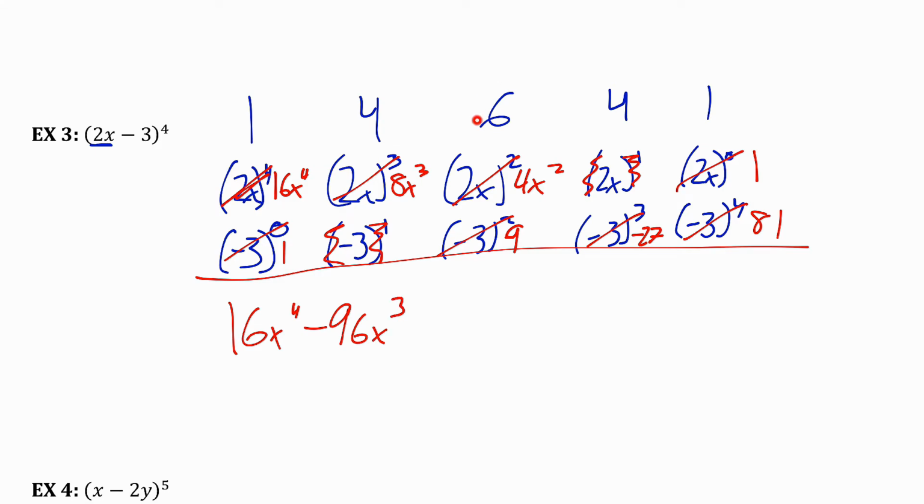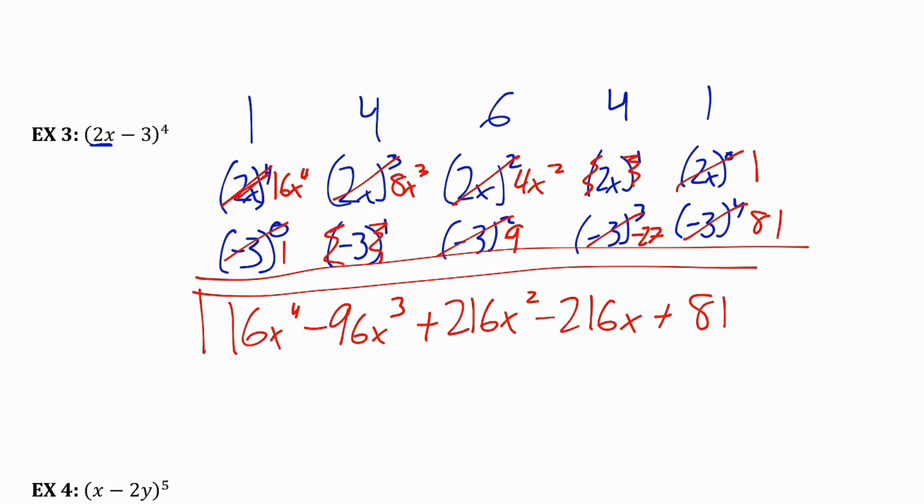Our next column, we got 6 times 4x squared times 9. Well, 6 times 4 is 24, times 9 is 216. So we got a positive 216, and don't forget about that x squared, that's part of it. Next up, we got 4 times 2 times negative 27. That also, not so coincidentally, is negative 216. And then we just have x to the first there. The final one, not so painful. 1 times 81 just gives us 81.